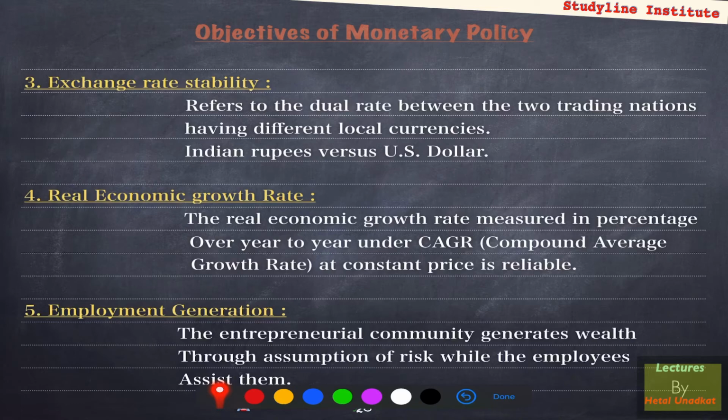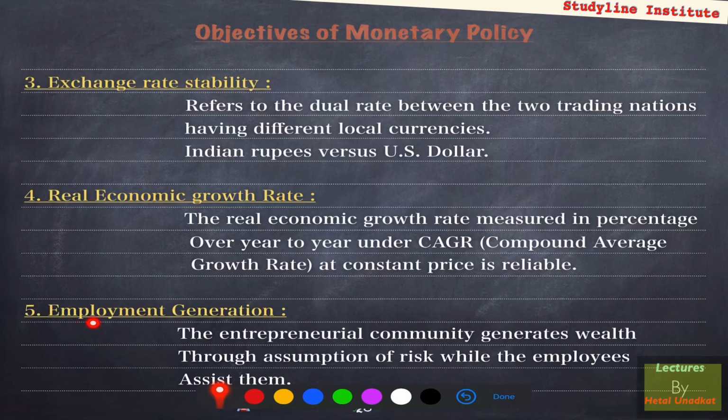The fourth one is real economic growth rate. To calculate what is the real economic growth rate, we need a yearly CAGR at a constant price, reliable. It means if we have a constant price, if we have a proper maintenance of monetary policy or the money circulation, our economic growth can be calculated easily. So to calculate growth, we need a proper monetary policy.